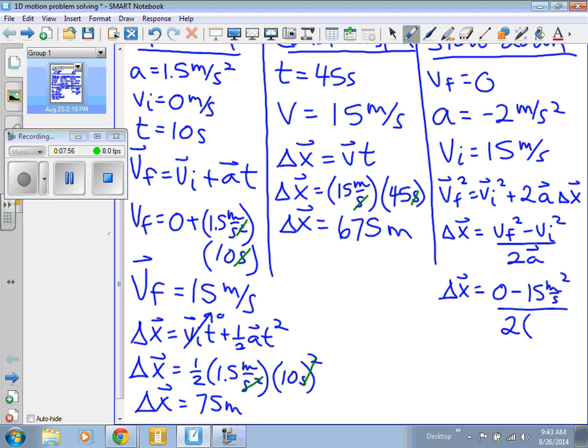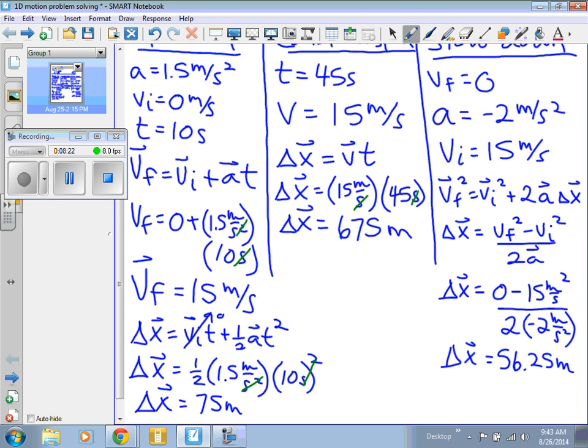And we have to be careful. Our acceleration is -2 meters per second squared. We have to be careful of that negative. And we should see that we have a negative on the top and a negative on the bottom, so our answer is a positive value, which is what we expect. And we calculate that, we get 56.25 meters.